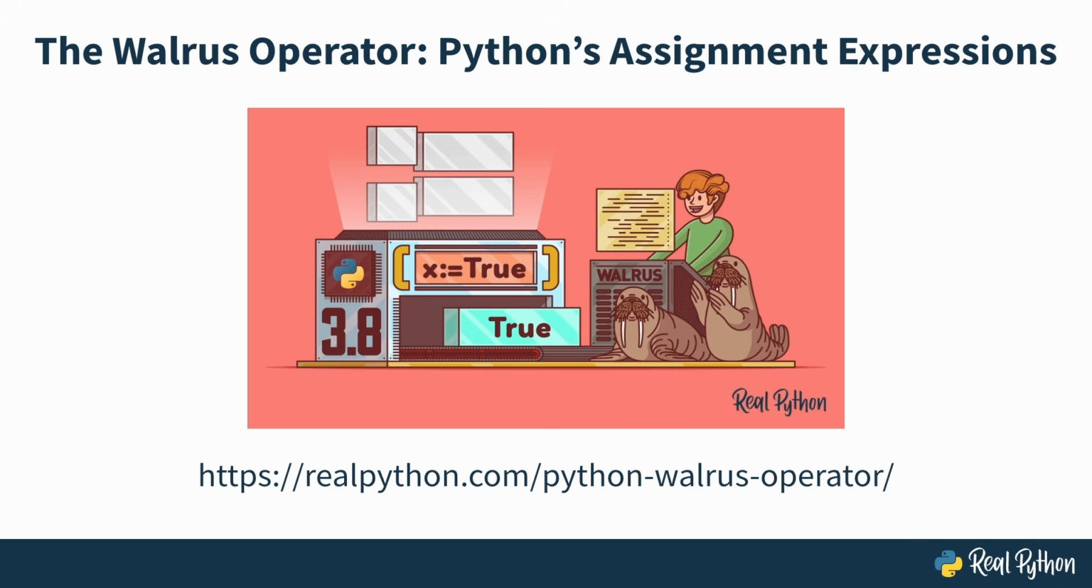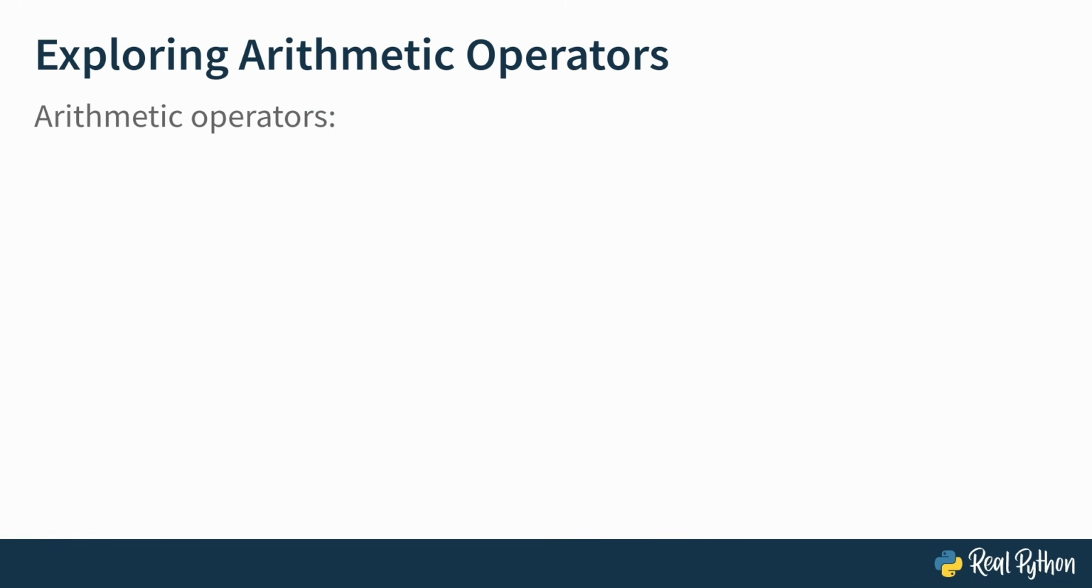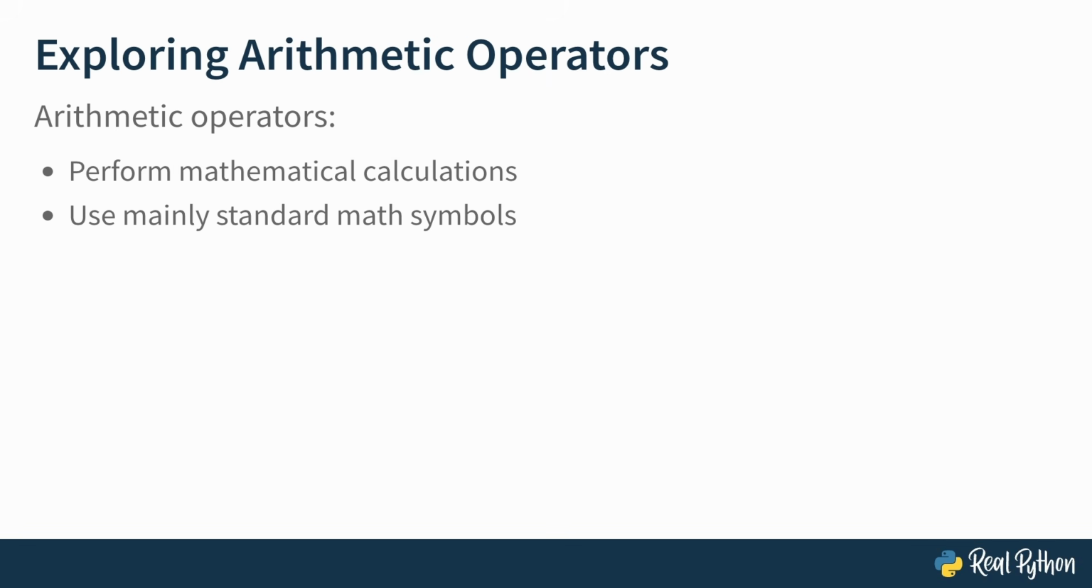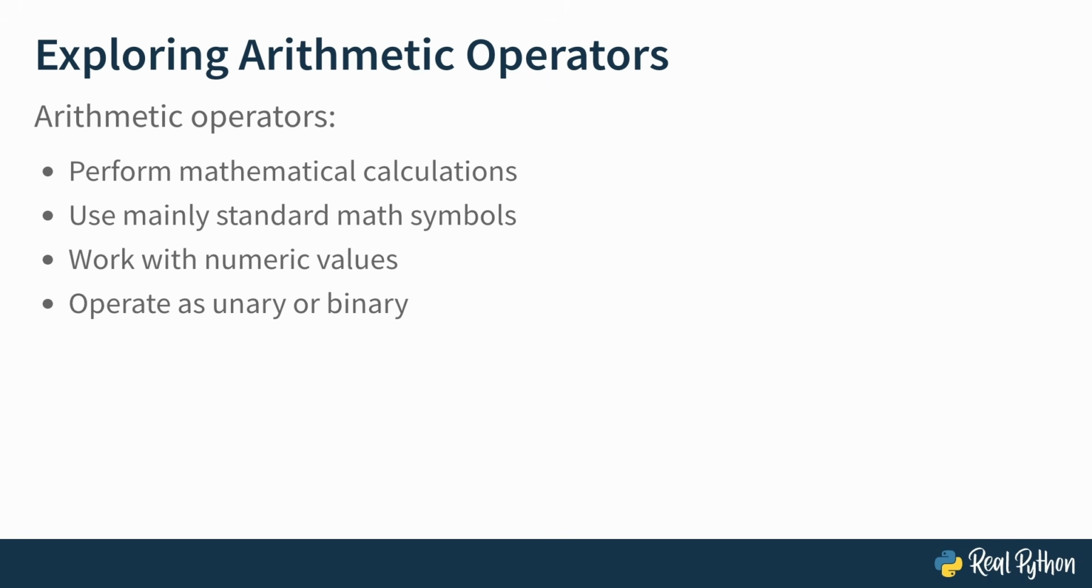The next lesson is all about arithmetic operators, where the math is always mathing. There's a lot of math in programming, so it's no surprise that Python has a number of arithmetic operators. They perform mathematical calculations, use mainly standard math symbols, work with numeric values, and operate as unary or binary.